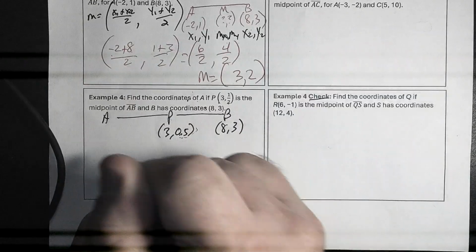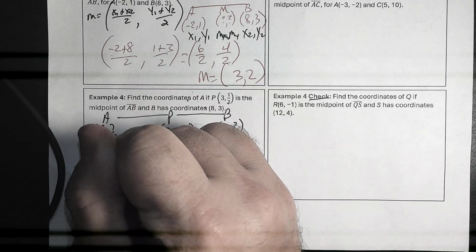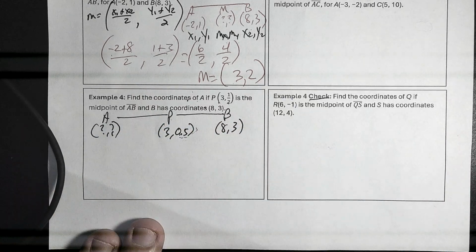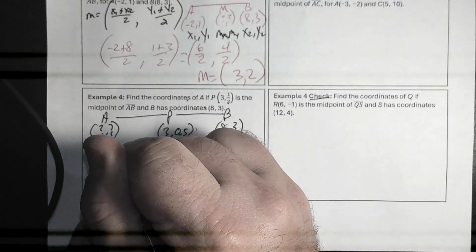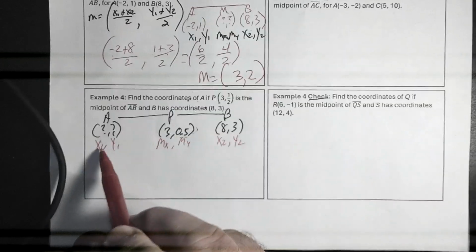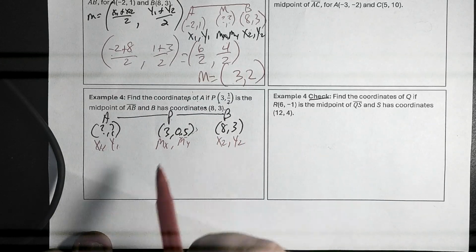So B is 8, 3. A is question mark, comma, question mark. So underneath, this is your m of x. This is your m of y. This is your x2. This is your y2. We're looking for x1, y1. As I write it, I'm just going to say xy.